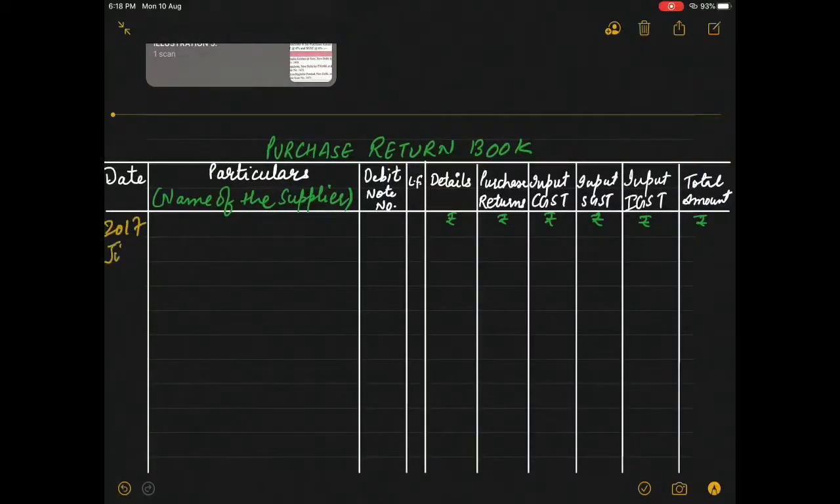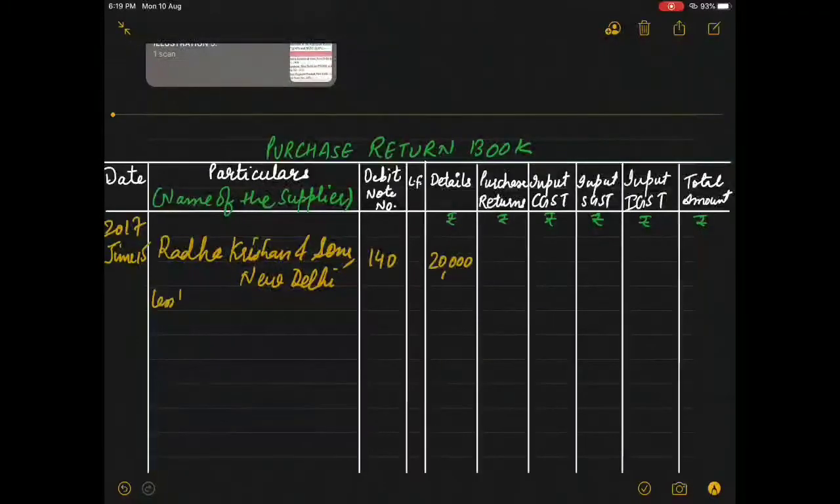The procedure is the same. Date 2017, June 15, party name Radha Krishnan and Sons, New Delhi. Right? Debit note number is given, 140, and the amount is given, 20,000. We will deduct the trade discount, that is 10% on 20,000. Trade discount is 2,000, so the amount is 18,000.